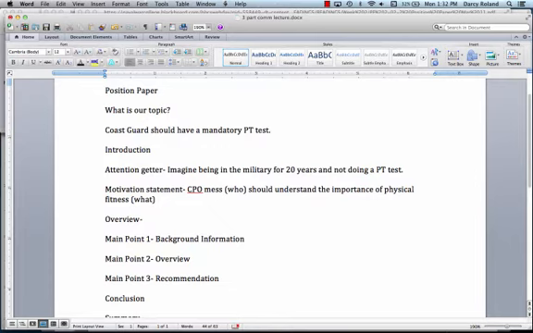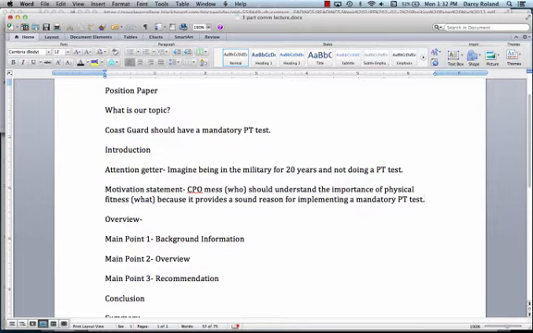And then we're going to answer the why. Usually if you start out with the word because, because is a great indicator to say this is what we're going to talk about. Should understand the importance of physical fitness because it provides a sound reason for implementing a mandatory PT test.